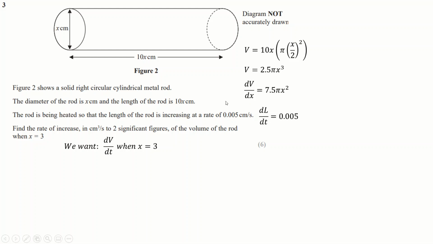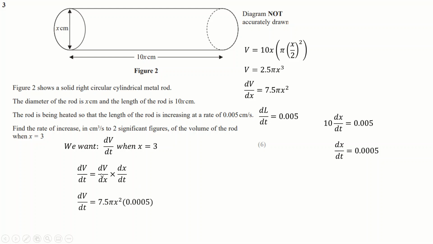Now, the way that these questions usually work is you say, well, I want dv by dt, so I'll say dv by dx times dx by dt is that, because essentially these dx's cancel and you just end up with dv by dt. Now I have this, that's good, but I don't have this. This is where I go back to the start and go, well actually, instead of just calling this a length, call it 10x. So d of 10x by dt is the same thing, but of course the 10 can just bring out to the front, and we just get this. And then divided by 10, we get that, and then this can go into here along with this, and we'll evaluate that when x equals 3, and we'll get our answer to 2 significant figures.